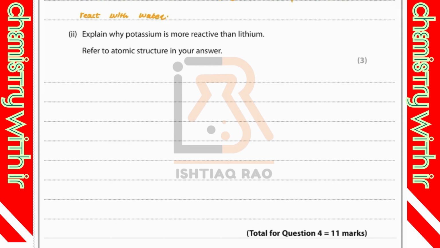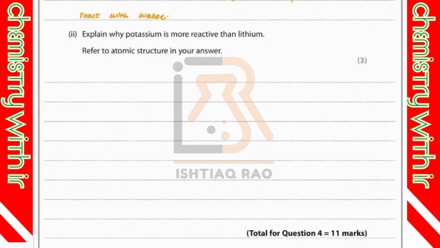So potassium I think is in period 4, and lithium is in period 1 or 2, I think. Let me just get the periodic table. Okay, so lithium is in period 2 while potassium is in period 4. This means that lithium will have two outer shells, while potassium has 4.